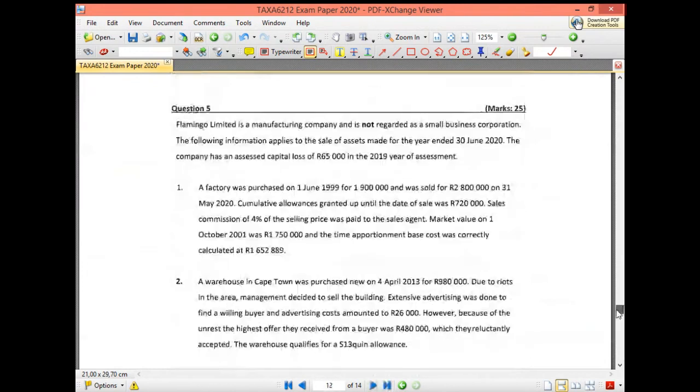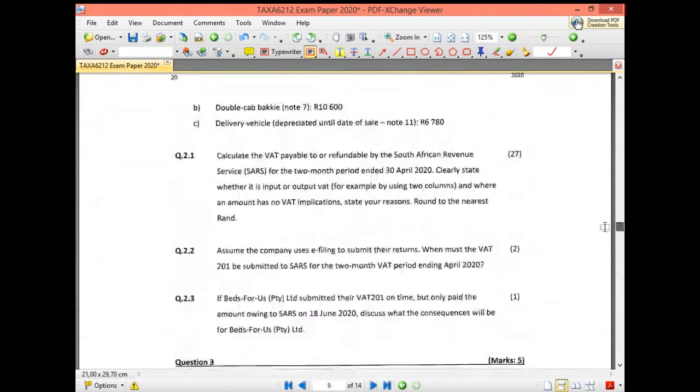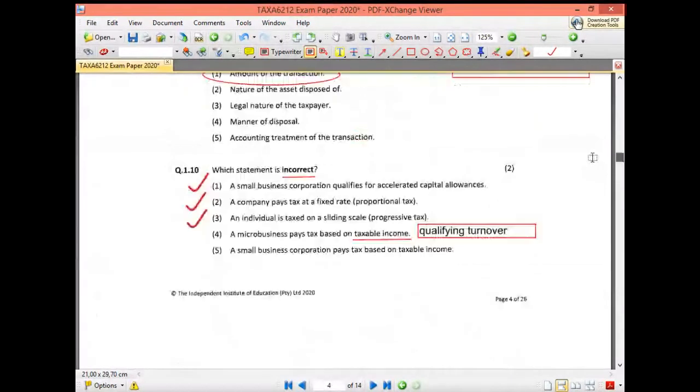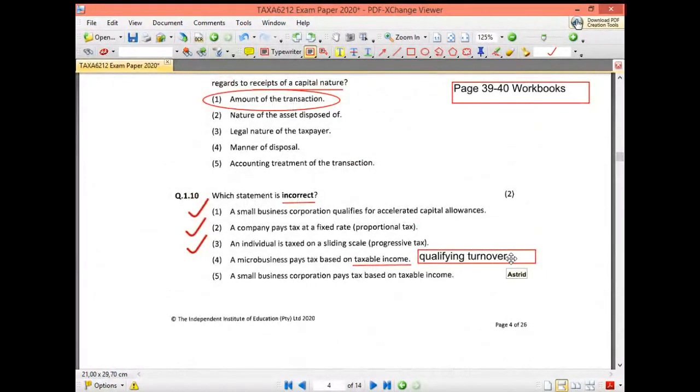Okay, so let's just quickly scroll back to 1.10. Okay, so that means number 4 is your answer because of the fact that they say taxable income. So that is why that was incorrect. And a small business corporation pays tax on taxable income. That is correct. We do.